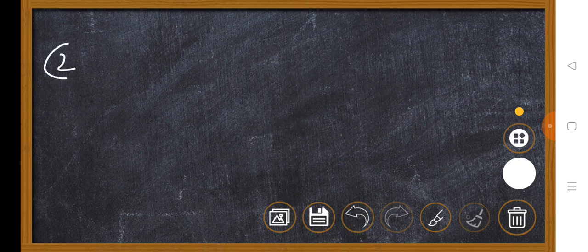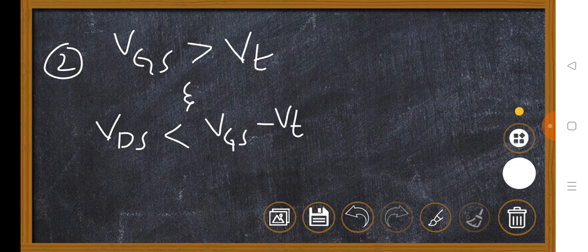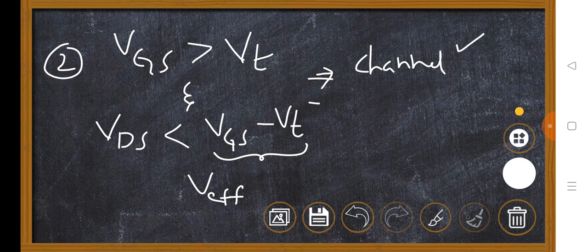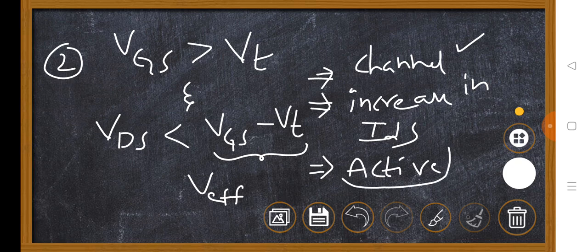The second condition. Now we should maintain the gate to source voltage greater than the threshold voltage, but don't forget, the drain source voltage must be less than the effective gate voltage. What is the effective gate voltage? VGS minus VT. You can call this the effective gate voltage. Now here we will see the bullet points. The first one: channel is there. Absolutely, there is a channel. The second one: increase in drain to source current. And finally, what is the region? Active region. Is it clear?